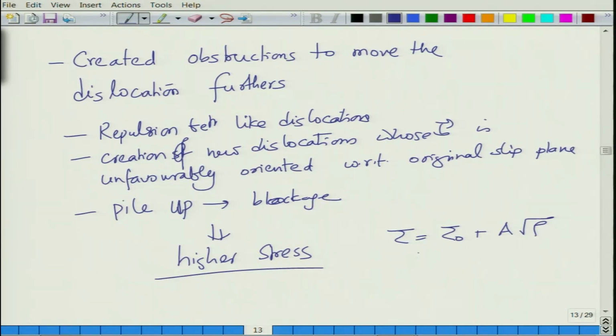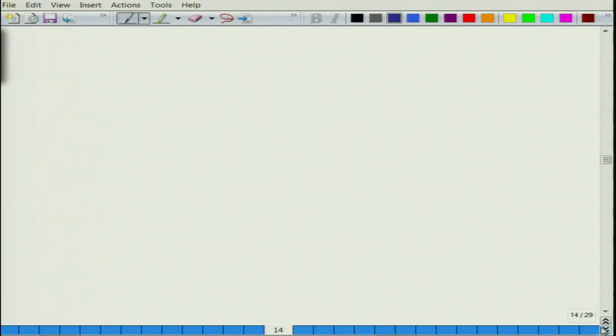So, that is why when we say tau is equal to tau naught plus some constant A multiplied by square root of rho. So, basically this is the, let us say, base stress for a virgin material, one annealed material. So, this tau is essentially proportional to square root of rho. So, as the dislocation density goes up, the material becomes harder and harder to deform further, and this is what basically causes the material to become strong and less ductile.